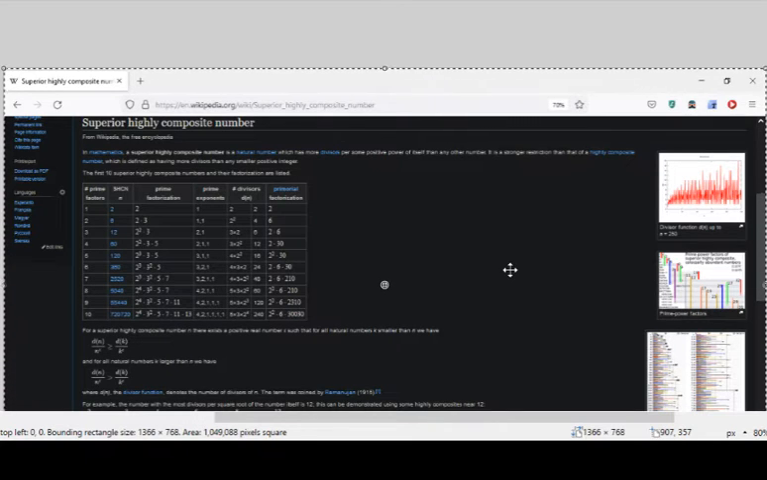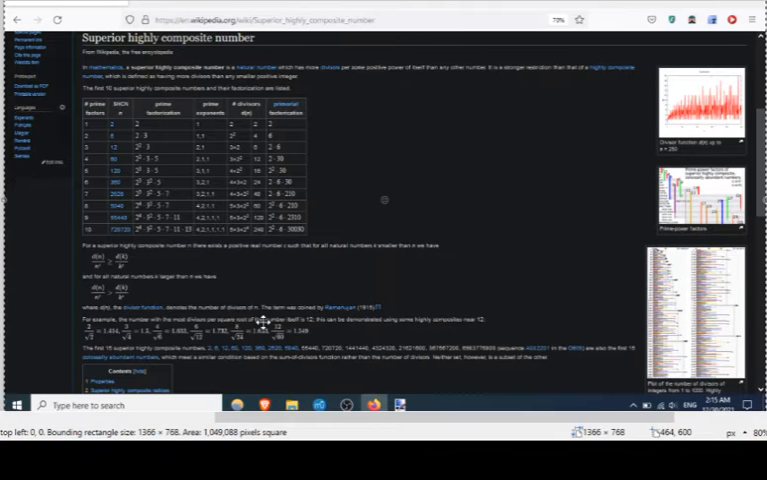But a superior highly composite number, you can see by the definition here, is a number that has more divisors than a positive power of any number, and you can see the whole equation there. So any superior highly composite number would have more divisors divided by a power of itself compared to any other number. It just means that it has a lot of divisors, even compared to other numbers with a lot of divisors.